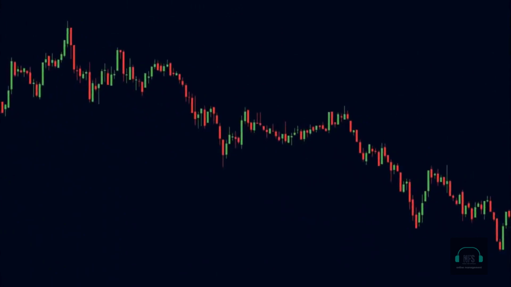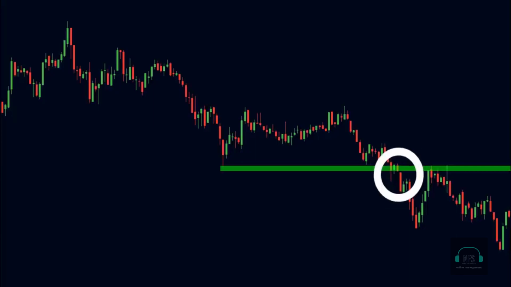Here, we see that the price was making lower highs and lower lows. So it is a downtrend. Now, we mark this level of support here. We expect the price to break below the support level and keep the downtrend intact. As expected, the price breaks below the support level here. Now, we want the price to make a pullback to this level.